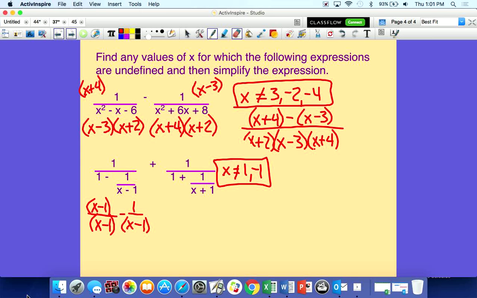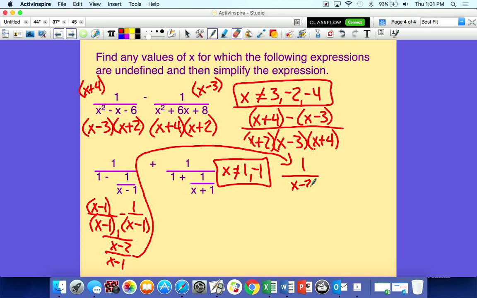What does this turn into? Well, x minus 1 minus 1, that'd be x minus 2 over x minus 1. Now realize with that we've got a 1 on top of it. So I'm going to write this over here, and we'll come back to it later. 1 over x minus 2 over x minus 1.